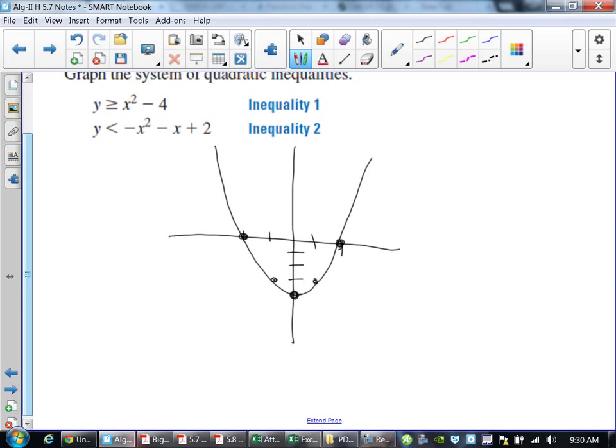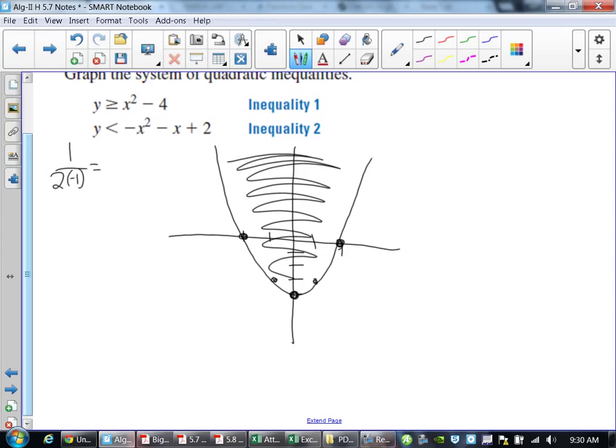Is 0 bigger than negative 4? Yes. Okay. Do the other one. The other one we do a little bit of math. So, opposite of b over 2a gives me an axis of symmetry at negative 1/2. You okay with that? I have an axis of symmetry then at negative 1/2. We'll change colors.